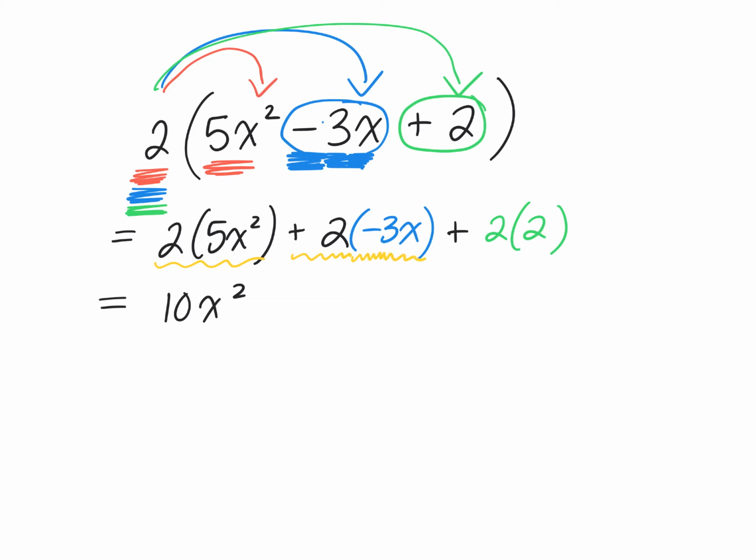Next is positive 2 times negative 3x. What's a positive times a negative? A negative. Raise your hand if you put the negative sign there. What is 2 times 3x? 6x. So that's the second term. And the last term would be 2 times 2. They're both positive. A positive times a positive is, what's 2 times 2? Raise your hand if you got positive 10x squared minus 6x plus 4.